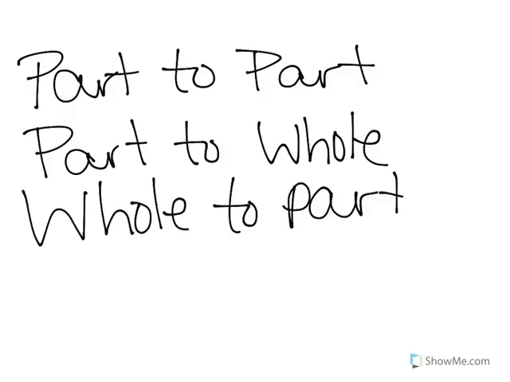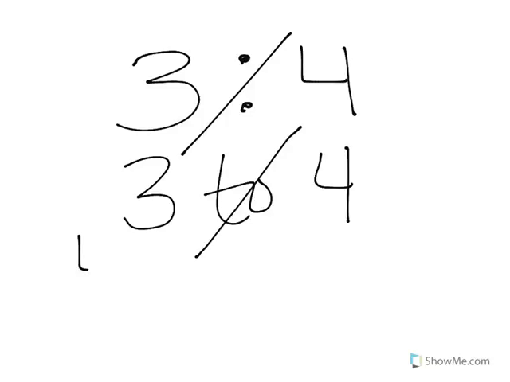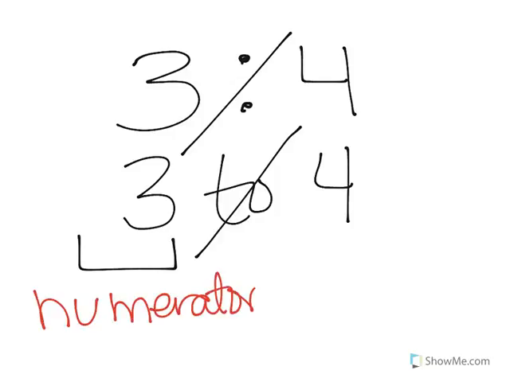And a little trick that I have all students do is, like in the problem with the stars and circles, we have 3 to 4, and if I wanted to create this as a fraction, just put the fraction bar, cut it in half. So the left is my numerator, and the right is my denominator.